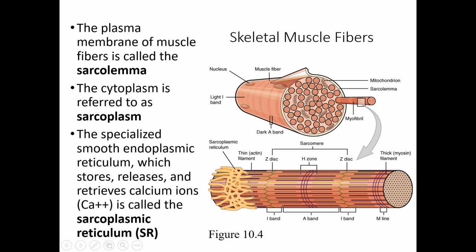So, inside of each muscle fiber, there will be several of those myofibrils. But the whole muscle cell is surrounded with sarcolemma. Sarcolemma is the plasma membrane of the muscle fiber. The cytoplasm, right here between the myofibrils, is called sarcoplasm. Another structure you need to know about is a special type of smooth endoplasmic reticulum whose only function is calcium storage, and it is called sarcoplasmic reticulum.